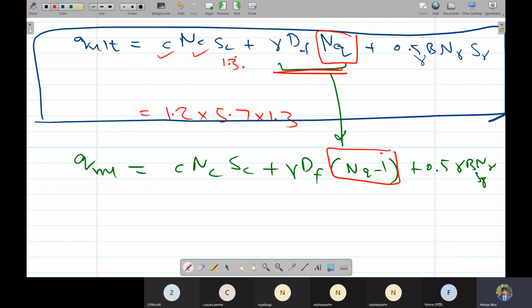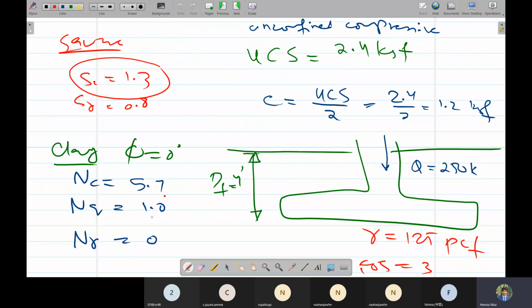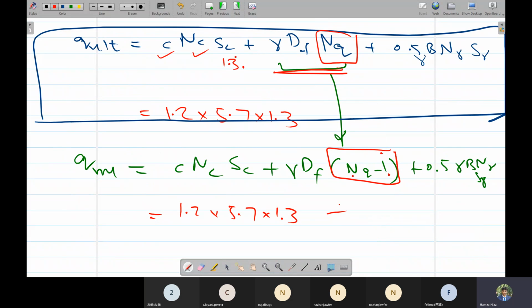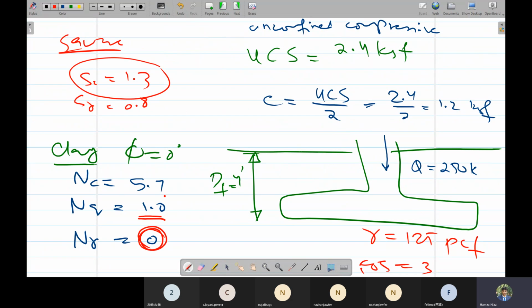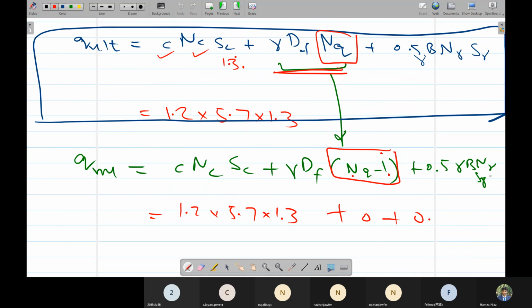So simply use this, and in this expression 1.2 into 5.7 into 1.3, and Nq minus 1, because our value of Nq was also 1, and 1 minus 1 is 0, so this term would be 0. The third term, because N gamma is 0, is also 0. Net ultimate would be simply c Nc Sc for phi equal to 0 soil.